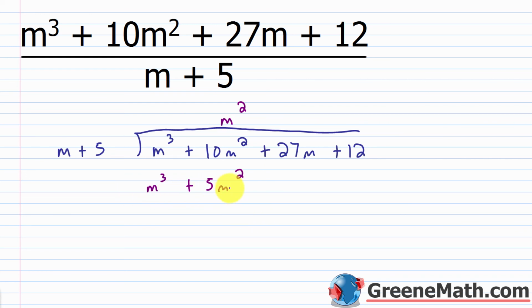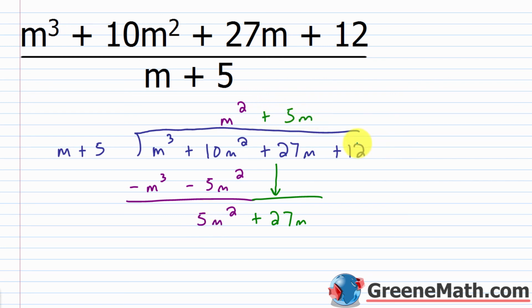Again, if I'm subtracting this whole thing away, change the sign of everything and then add. M cubed minus m cubed is 0. 10m squared minus 5m squared is going to give me 5m squared. The next thing I want to do is bring down this 27m. So plus 27m. And I just want to go leading term into leading term. So m goes into 5m squared how many times? Well, we know m squared over m is m, so I would basically have that 5 times m. So plus 5m. Then I multiply.